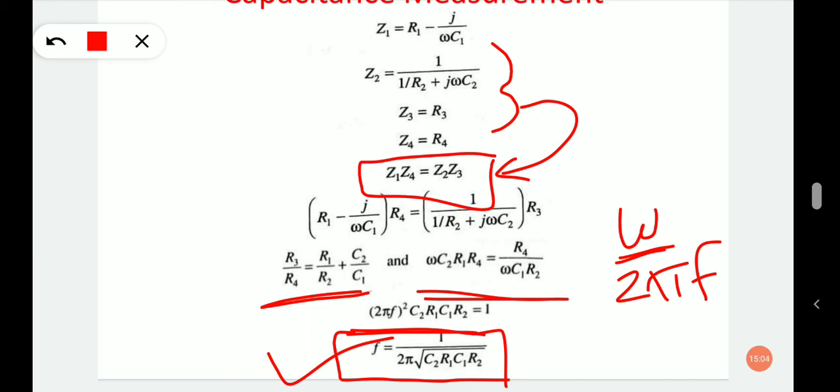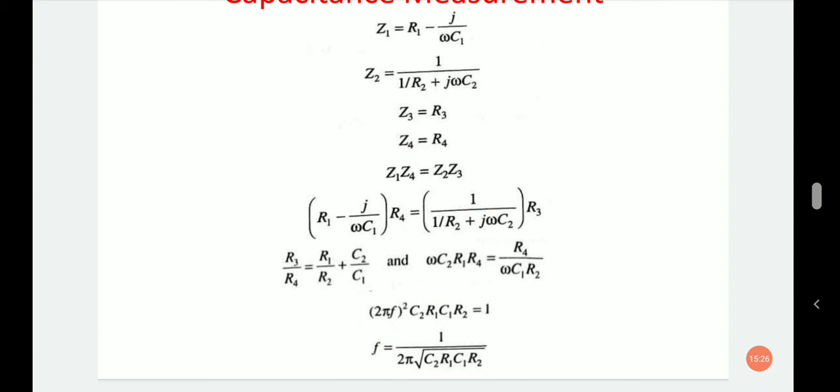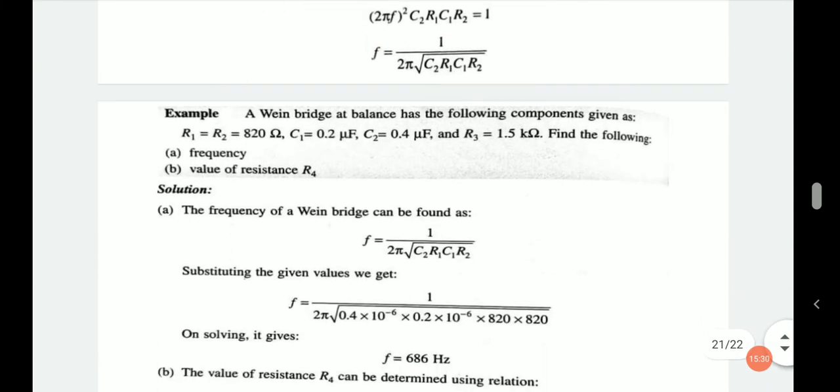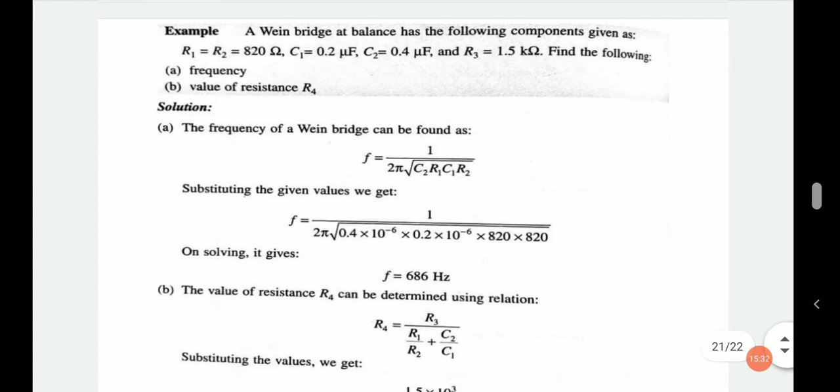We have discussed this bridge in its basic form, which measures the frequency. In addition, it can be used as a frequency determining element in audio range and high frequency oscillators, and as a notch filter in harmonic distortion analyzers. Now we will see one numerical based on this Wien bridge.